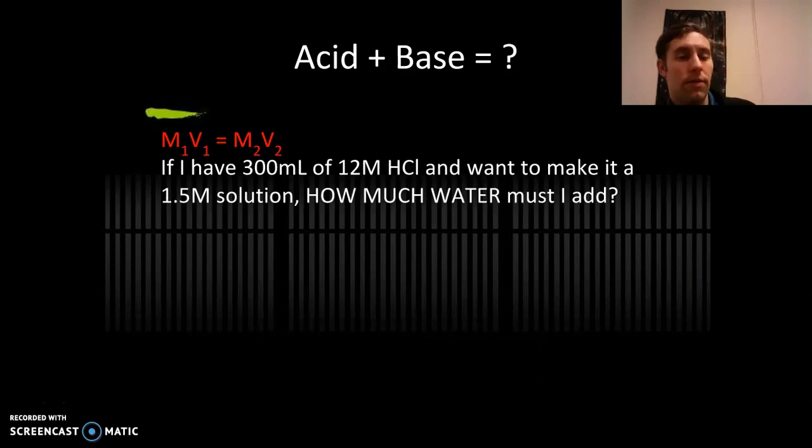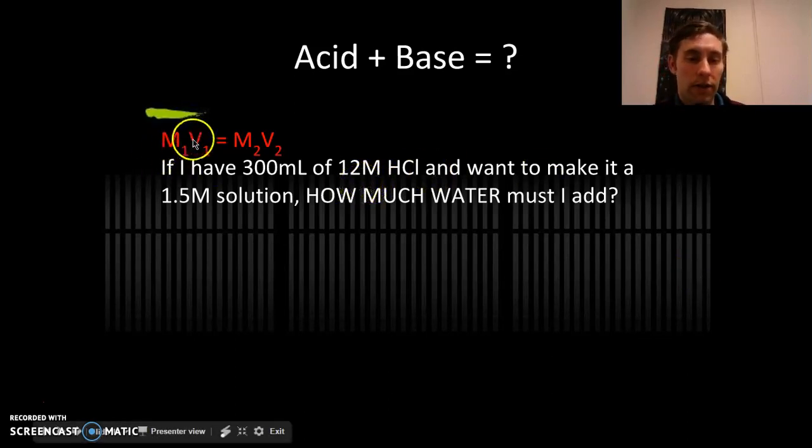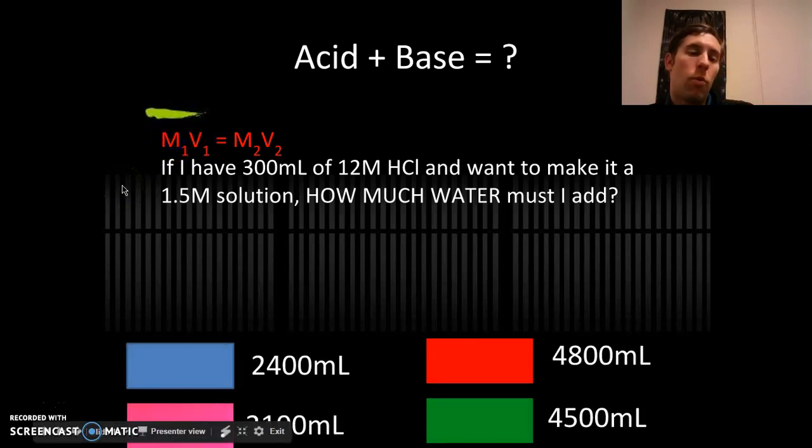This one gets a little trickier. If you have 300 milliliters of a 12 molar acid, so 300 milliliters here, 12 molar HCl, and you want to make it a 1.5 molar solution, how much water must you add? That is the key word. So give it a shot, pause it, try it.